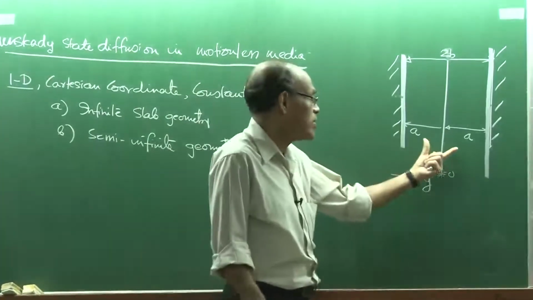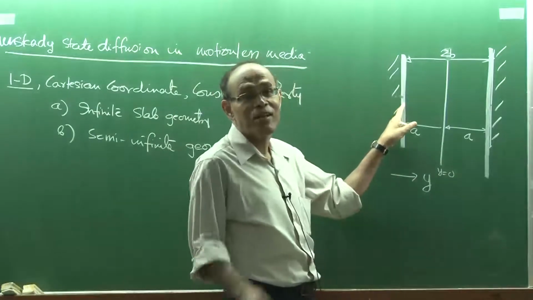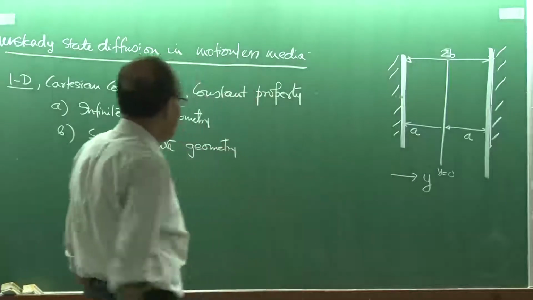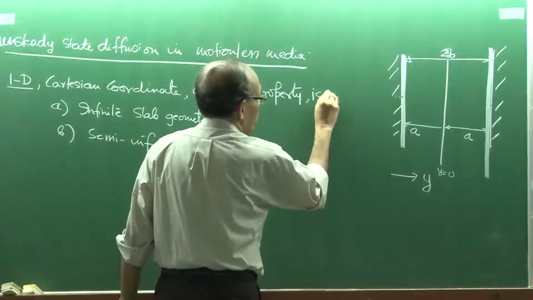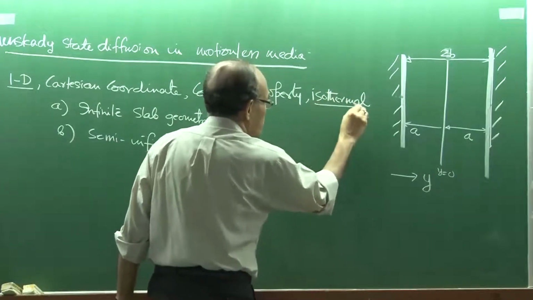It is not a simultaneous heat and mass transfer problem. So, if temperature is constant, it is understood that the state of equilibrium is fixed, hence the surface concentration is fixed. So, we will say constant property, and it is an isothermal problem. Diffusion under isothermal condition.